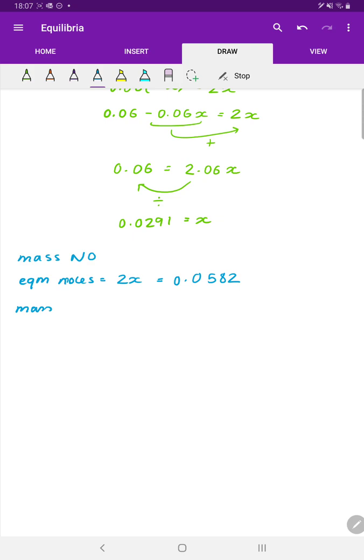Okay, mass is moles times Mr, so 0.0582 times our Mr, which is 16 plus 14, so 30. So our answer is 1.746. Let's make it to 3 sig fig, 1.75 grams. Done. Woo, that was long-winded. Hopefully that helps. Any questions, please let me know.